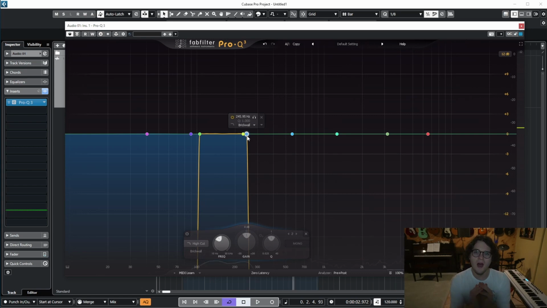So now the only frequencies playing are between those two lines. And what can we hear? Well, it sounds like a sine wave, doesn't it? So what does that tell you as well?